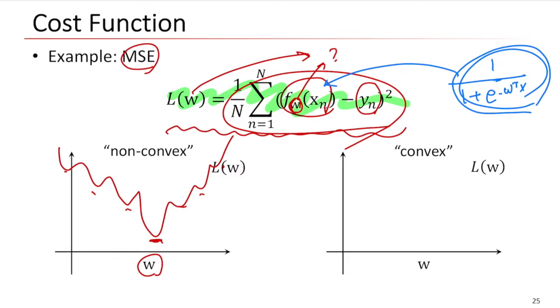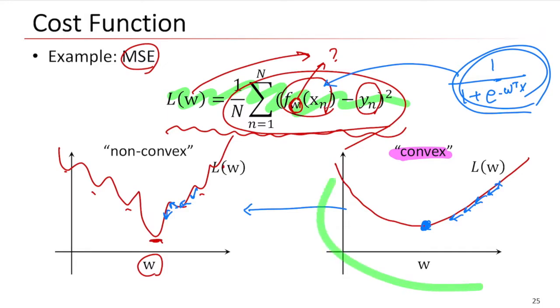So we need another loss function whose shape looks like this, with the global optimum here, compared to this one. By using gradient descent, we can easily find the solution, compared to this previous MSE loss. Then which loss function satisfies this condition?